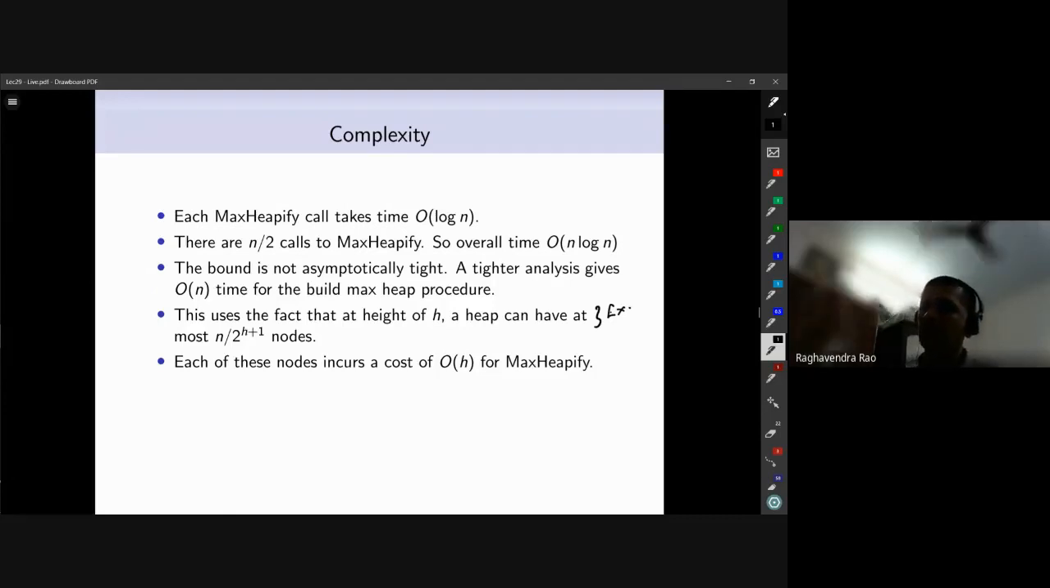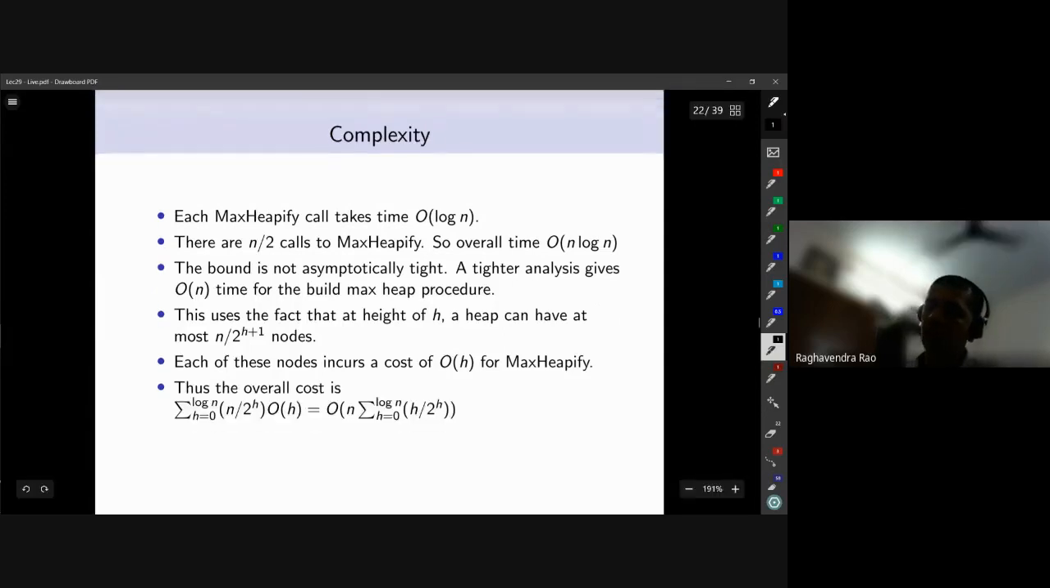So we can take this into account and do the counting. Now, how many nodes correspond to heaps of height h? Roughly n by 2 power h. I have taken h equal to 0, so this will not be 2 power h plus 1, this will be 2 power h. Sorry, just erase this. This completely depends on the nomenclature, h or h plus 1.